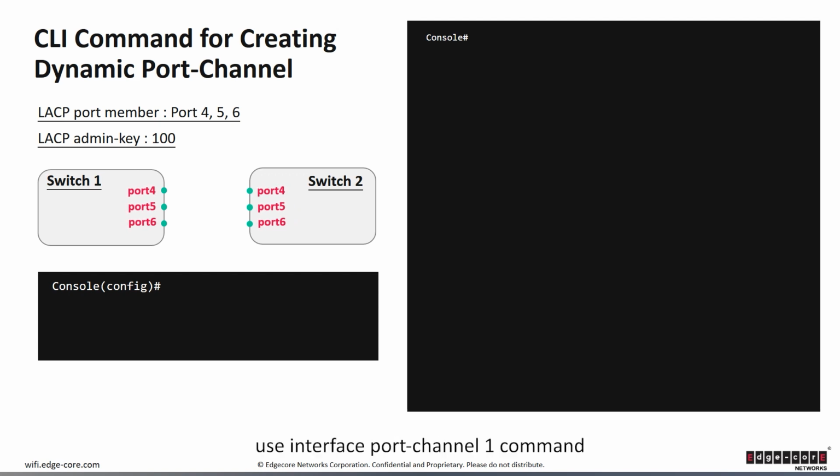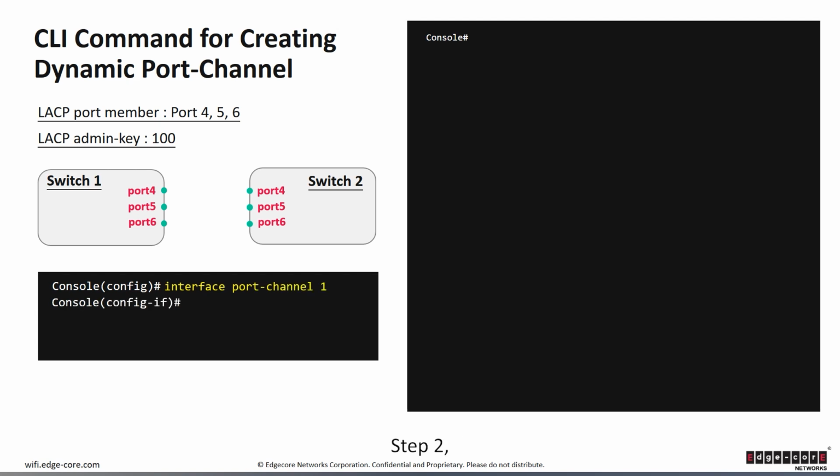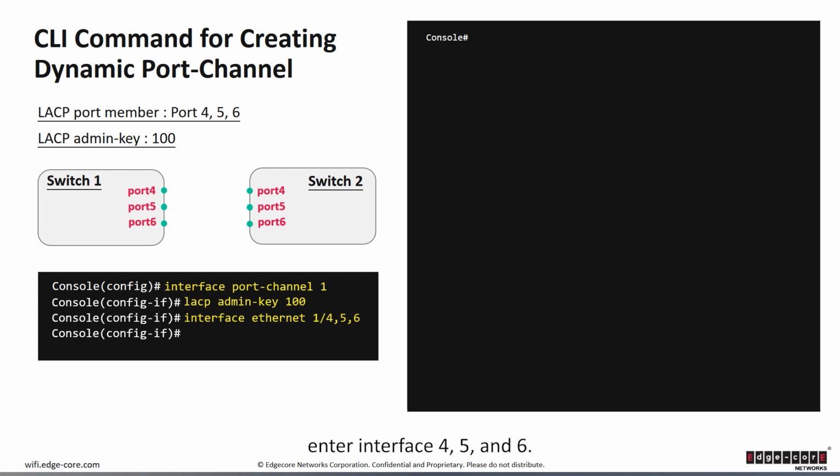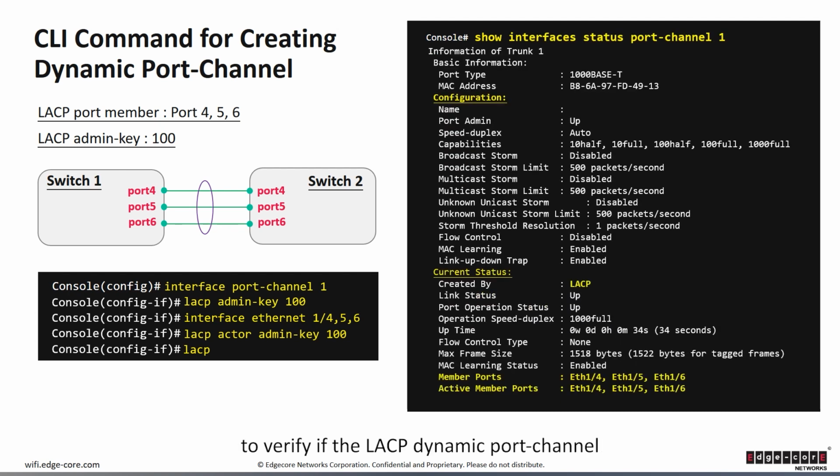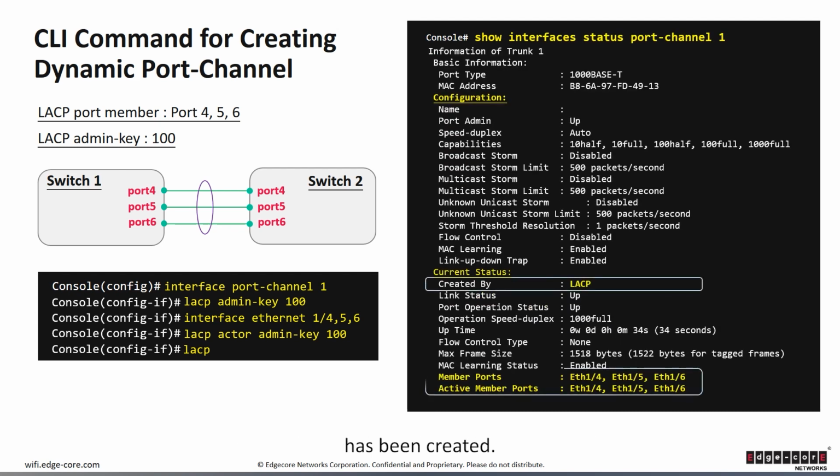Step 1. Use the interface port channel 1 command to create a port channel. Step 2. Configure admin key to 100. Step 3. Enter interface 4, 5, and 6. Step 4. Configure admin key to 100. Step 5. Use the command LACP to enable LACP. Repeat steps 1 to 5 on switch 2. Connect the cables between the two switches, and then use the command show interface status port channel 1 to verify if the LACP dynamic port channel has been created.